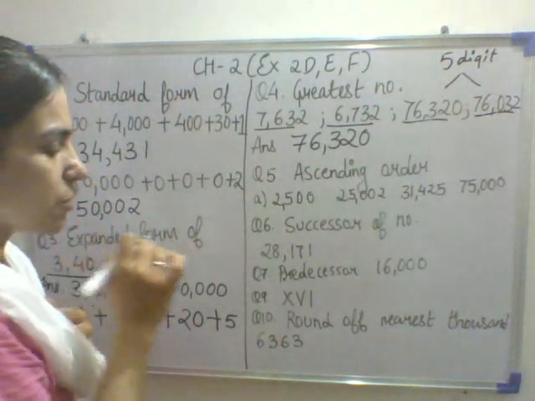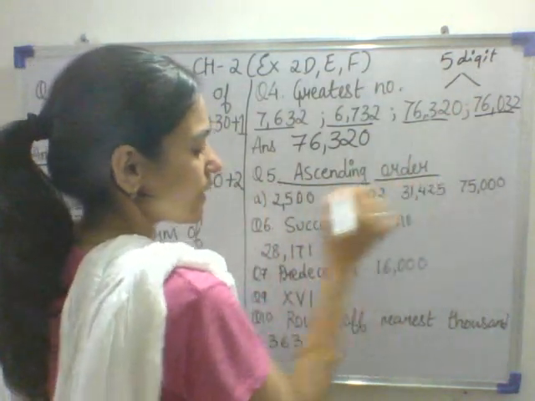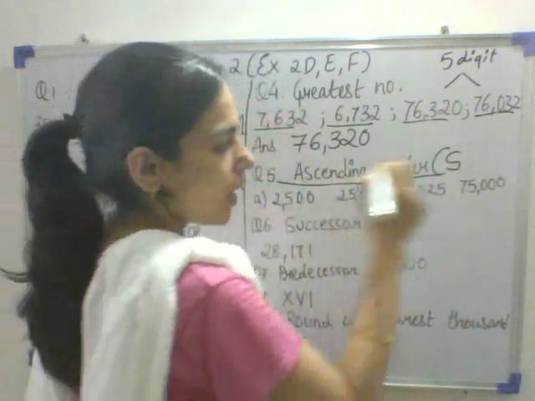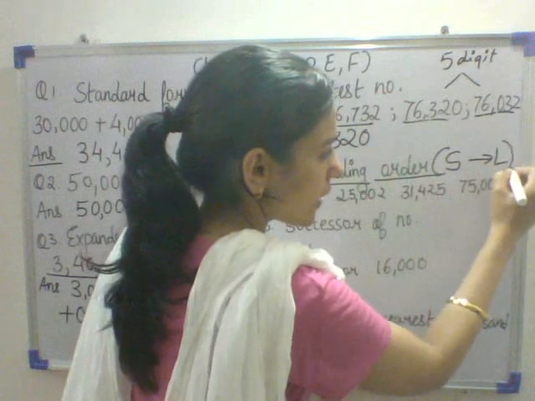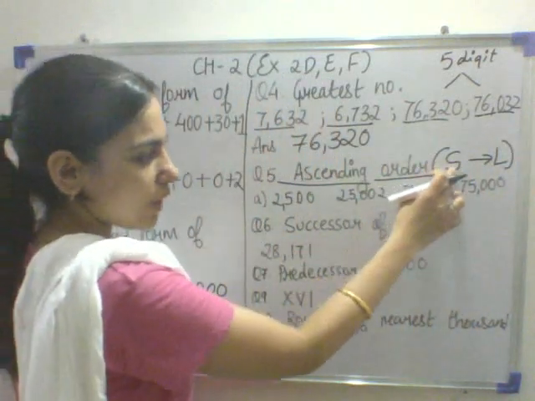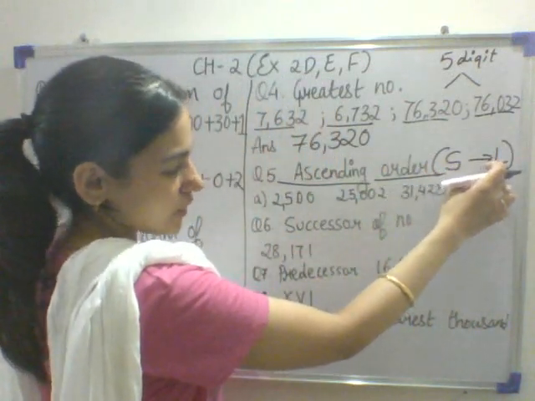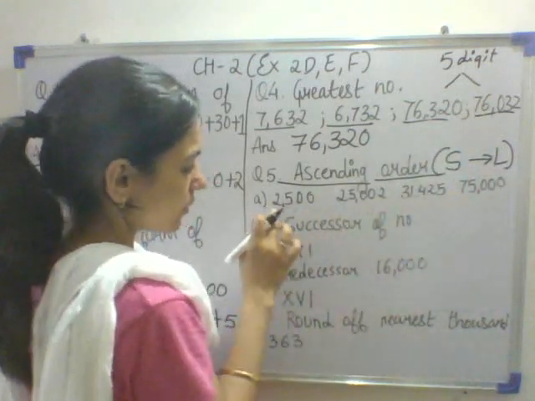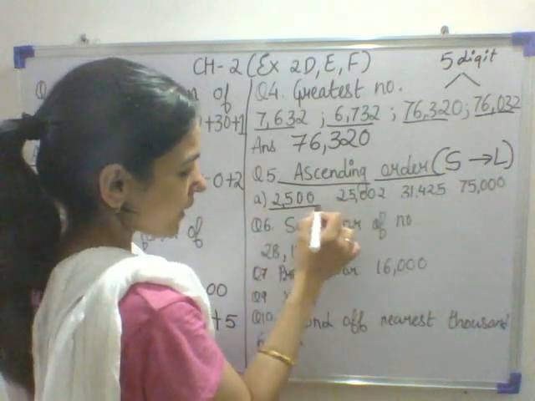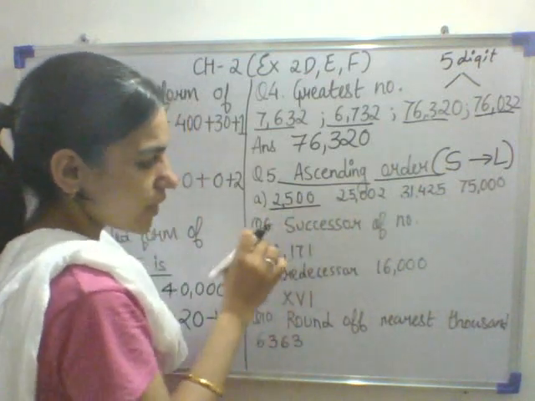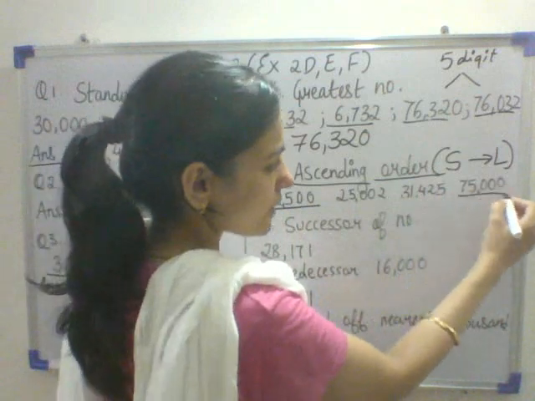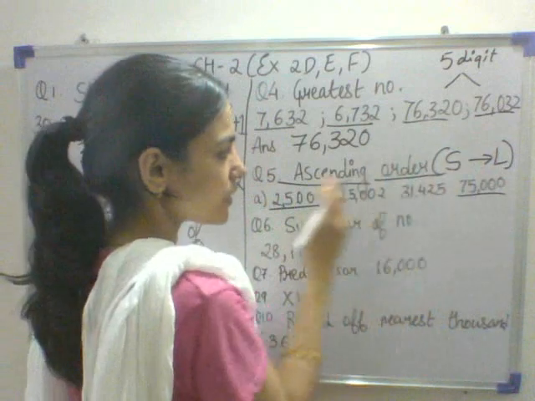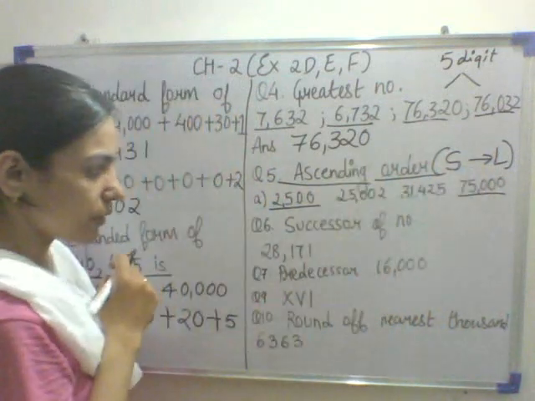The next question was ascending order. What is ascending order? In ascending order, first we write the smallest number and at the end we write the largest number. S is for the smallest and L is for the largest or the greatest number. So this is the ascending order. See, this number is the smallest, 2500, and this number is the greatest number, that is 75,000. So these numbers are arranged in the ascending order.